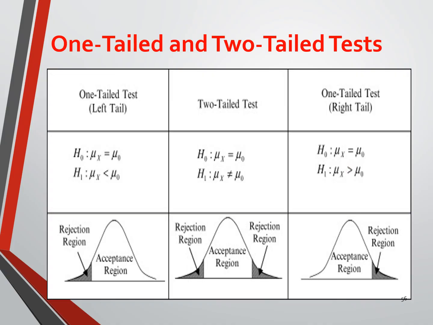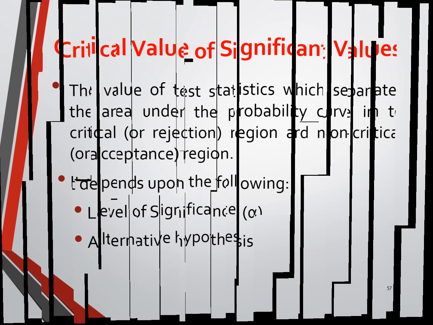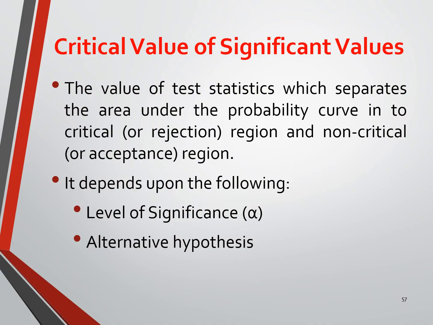Now, how can this decision be taken? This decision can be taken by us by understanding the critical value. The critical value is the value of the test statistic which separates the area, and it depends on the level of significance and the alternative hypothesis.